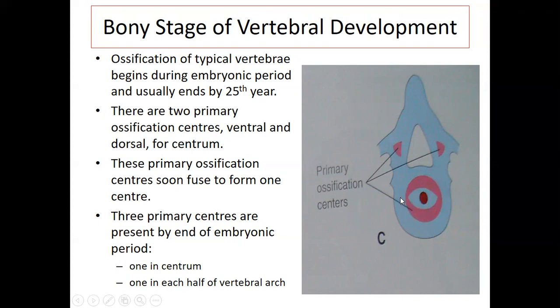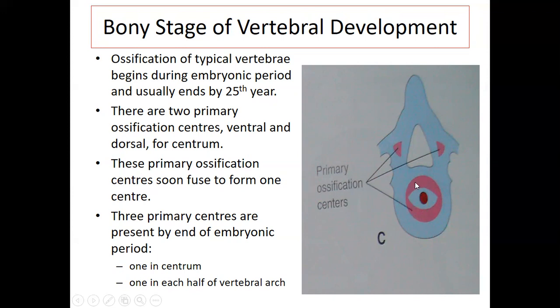Okay, I hope you can follow my explanation here. I have corrected my words. Here, this is the ventral ossification center, and this is the dorsal ossification center. We have two ossification centers here for the centrum. And then these primary ossification centers will soon fuse to form one center.